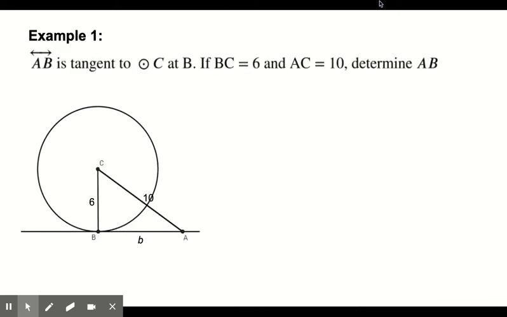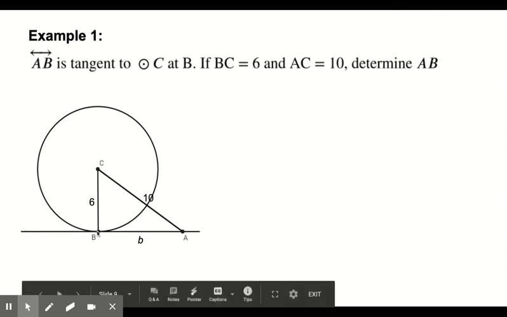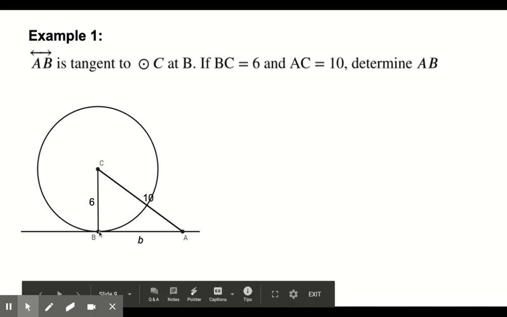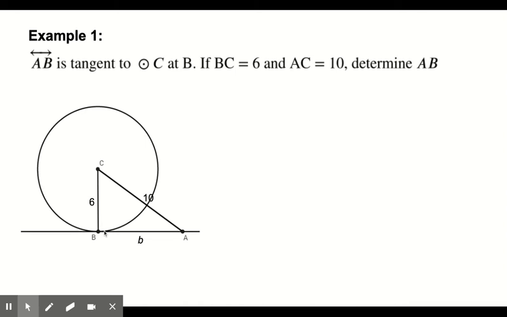So let's take a look at an example. AB is a line that is tangent to circle C at point B. So point B is my point of tangency. If BC is 6 and AC is 10, this is a right triangle. I know this is a right triangle because my radius here meets the tangent line at the point of tangency, creating the right angle. So what I can use is the Pythagorean theorem. A squared plus b squared equals c squared, so I can solve for b.